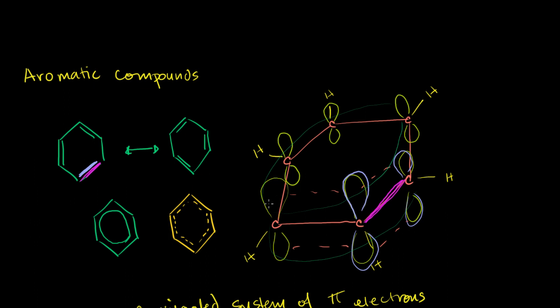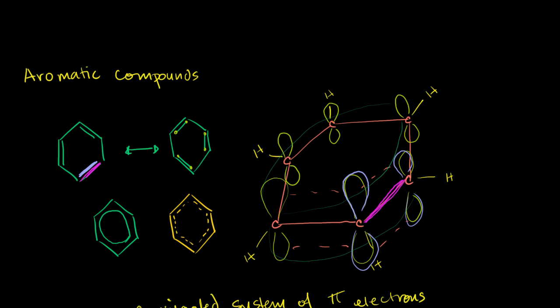Each of these guys over here has one pi electron. Even though this looks like two bonds, remember this is one pi orbital right over here, and you have one electron that's going to be in this entire pi orbital. So this has one pi electron, 2, 3, 4, 5, 6. Another way to think about it, each of these double bonds involves two pi electrons. So 1, 2, 3, 4, 5, 6.